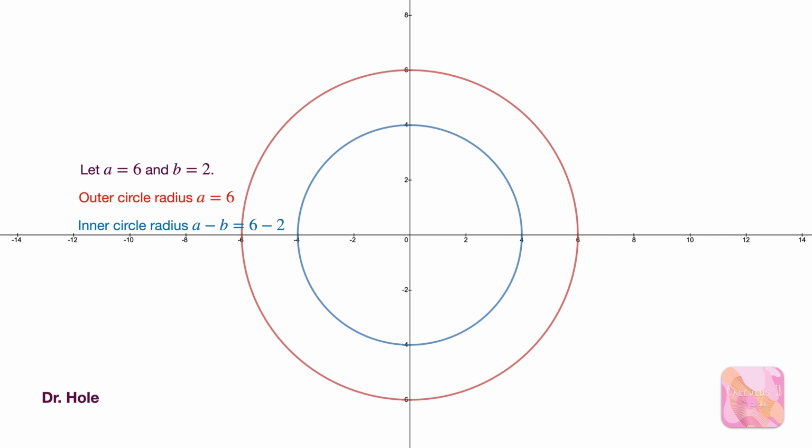Previously, the wheel traveled on the earth, on the floor. Here, the wheel is going to travel about this outer circle in red. The outer circle will have a radius given by A. The inner circle will have a radius given by the difference of A and B. In this particular example, we're taking A to be 6 and B to be 2, so that 6 minus 2 is 4.